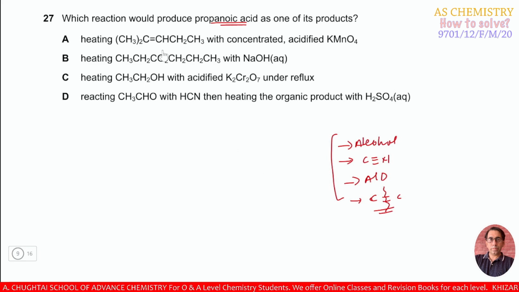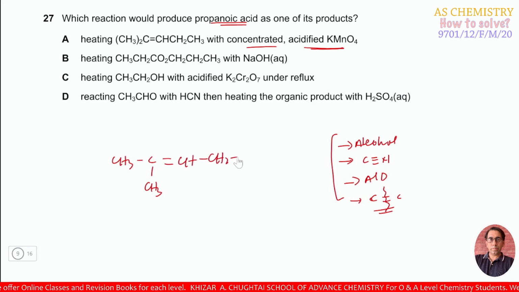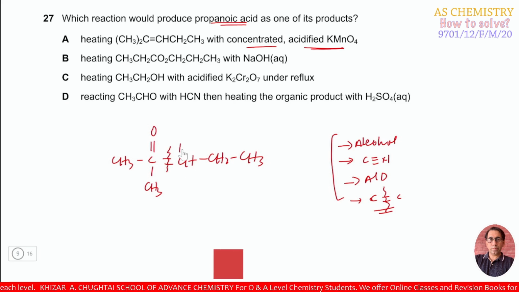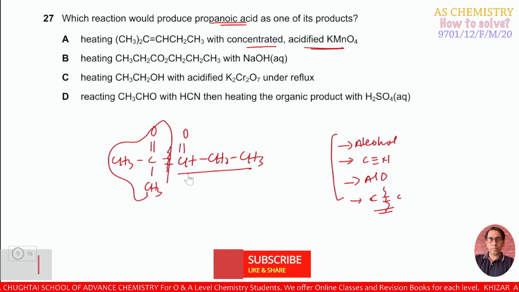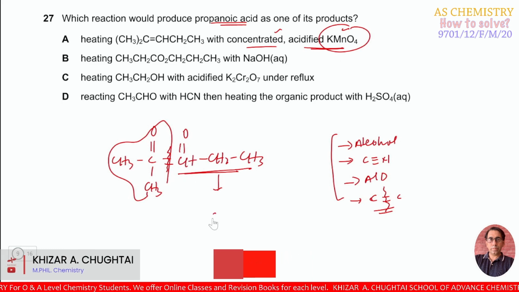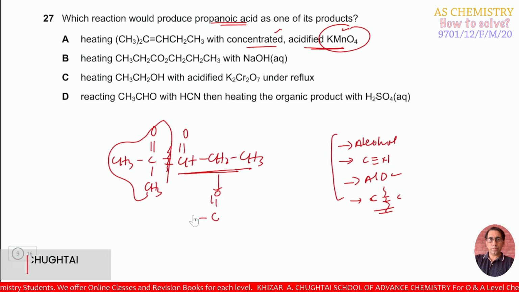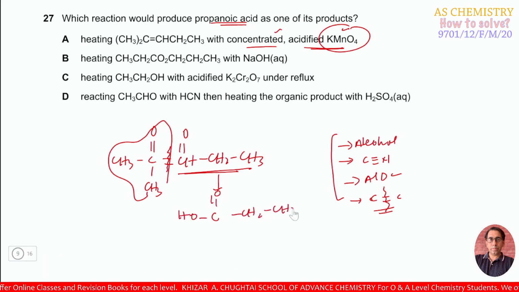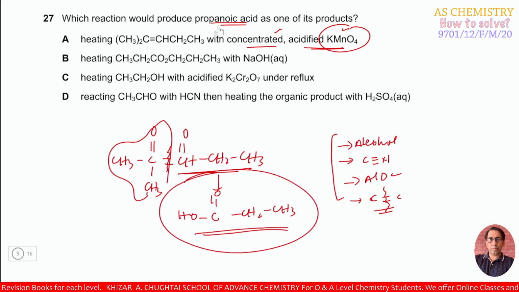So in question 27, option 1, if we heat this carbon-carbon double bond with concentrated acidified KMnO4, let me check it over here, CH3 and CH3 double bond CH2 and CH3. If this bond is broken by the KMnO4, here will be C double bond O, here will be C double bond O. It's a ketone, and this is propanol. Upon heating with concentrated acidified KMnO4 again, this will oxidize itself. As I told you, aldehyde can also be oxidized. It will change into carboxylic acid, and this is propanoic acid. Yes, it is propanoic acid. So yes, propanoic acid can be made by heating this alkene with acidified KMnO4. So A is the correct option.